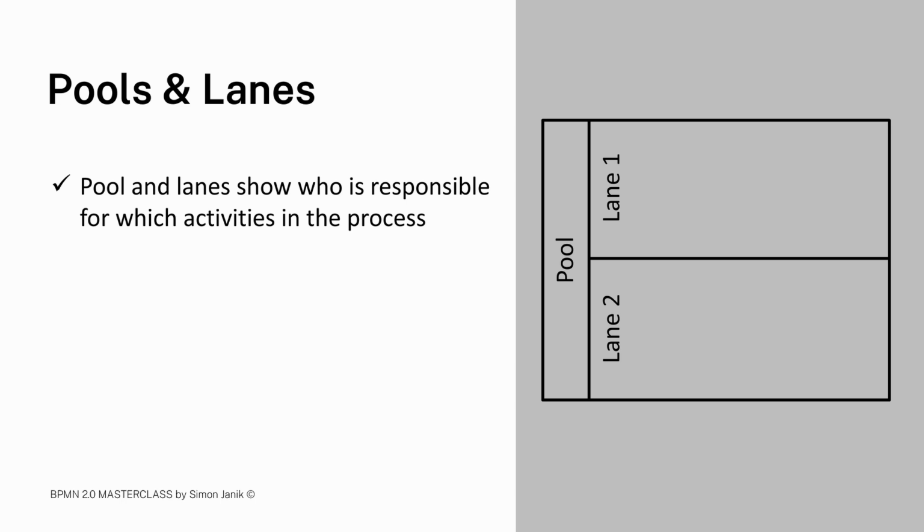Now that you have learned about start and end events, activities, and exclusive gateways, it's time to look at how we organize processes using pools and lanes. Because in real life, processes don't just float in the air. Someone actually does the work. And that's where pools and lanes come in. They help us to show who is responsible for which part of the process.